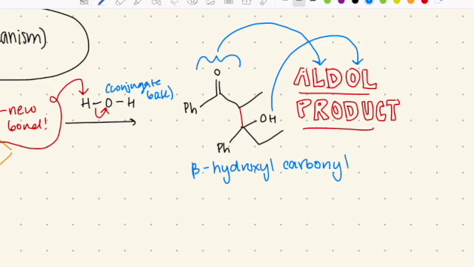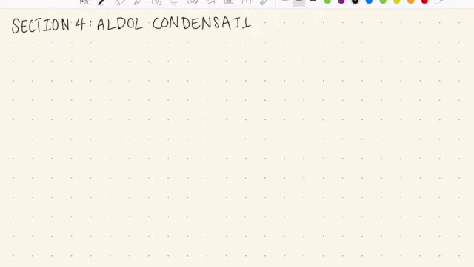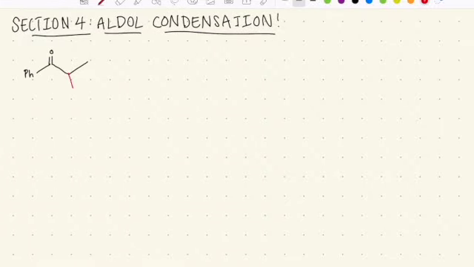This means that if we can find our carbonyl group and go alpha, then beta carbons away from that carbonyl group, there will be an alcohol group on that carbon. We could stop there with the aldol product, but we can go one more step with aldol condensation for our section 4.